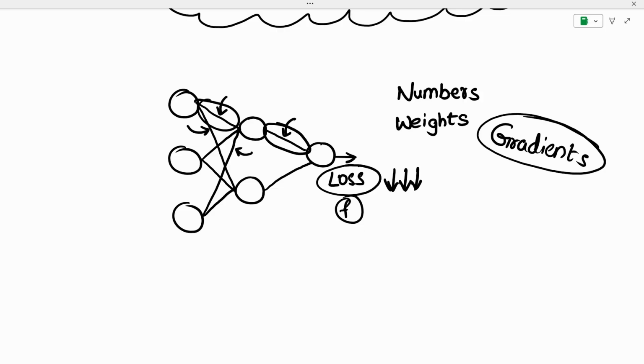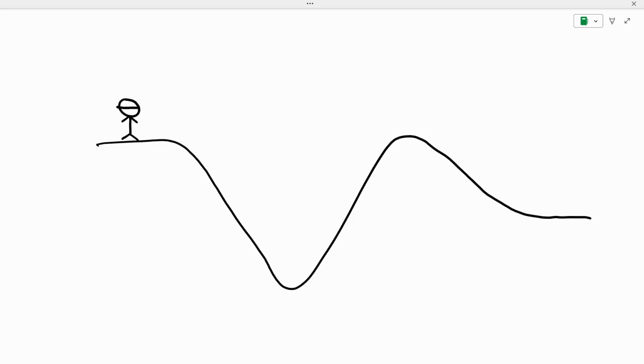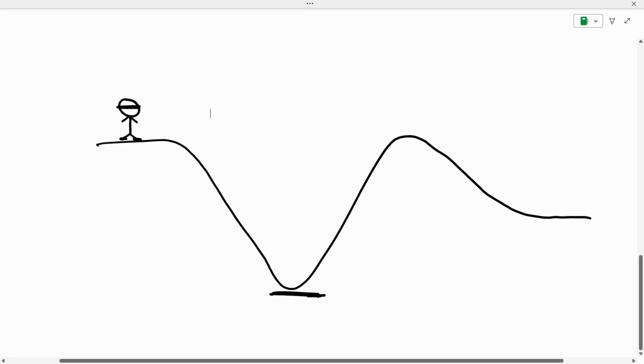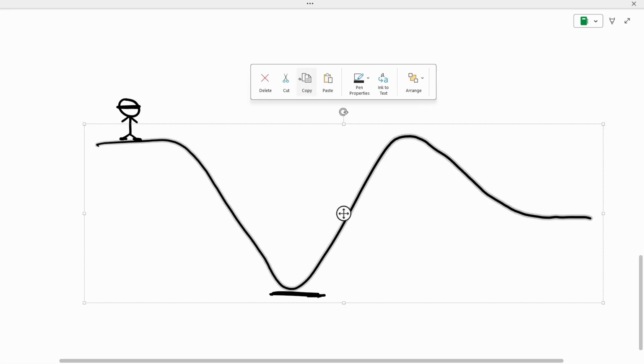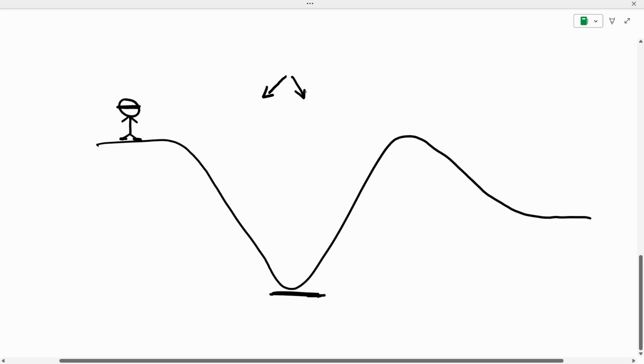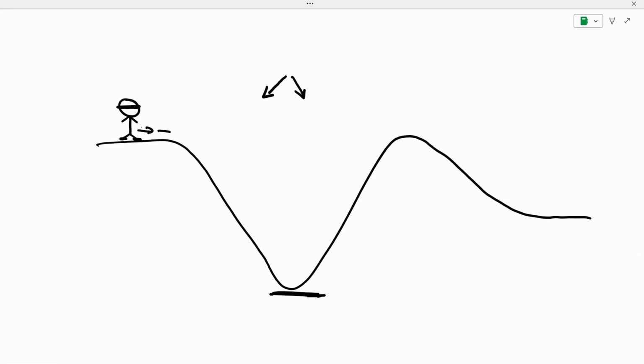I'll give you a simple analogy so that it's super intuitive. Let's say you're blindfolded on top of a hilly landscape. You want to find the lowest valley, which is right here. You can't see anything, but you can feel the ground with your feet. In order for you to reach the bottom, if you feel that the slope is towards your left side, you'll move left. If the slope is towards your right side, you'll move right. And slowly, as you do this, you'll reach the bottom.